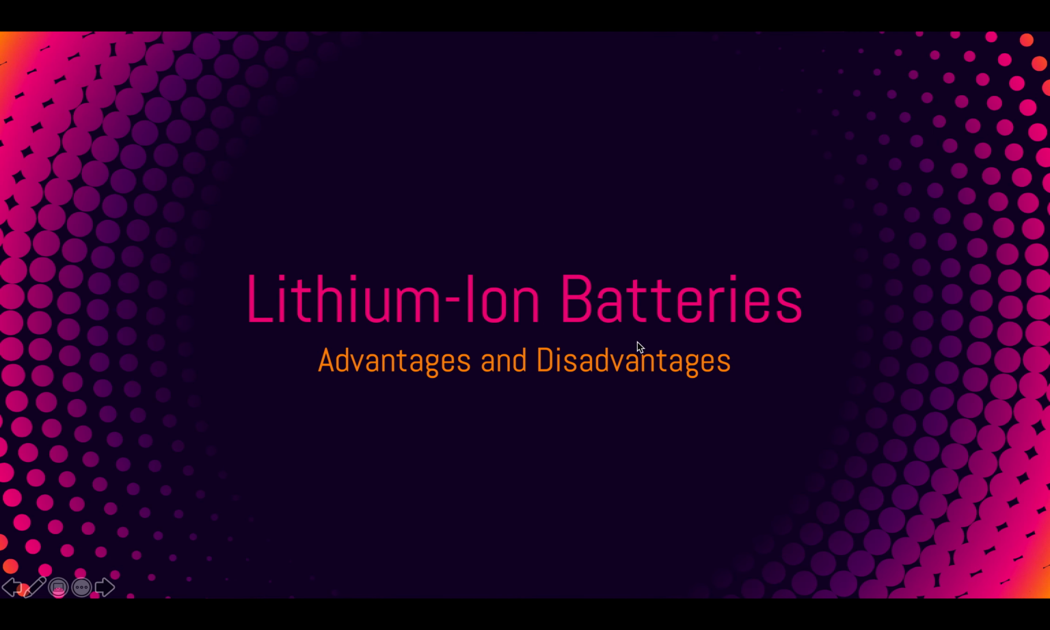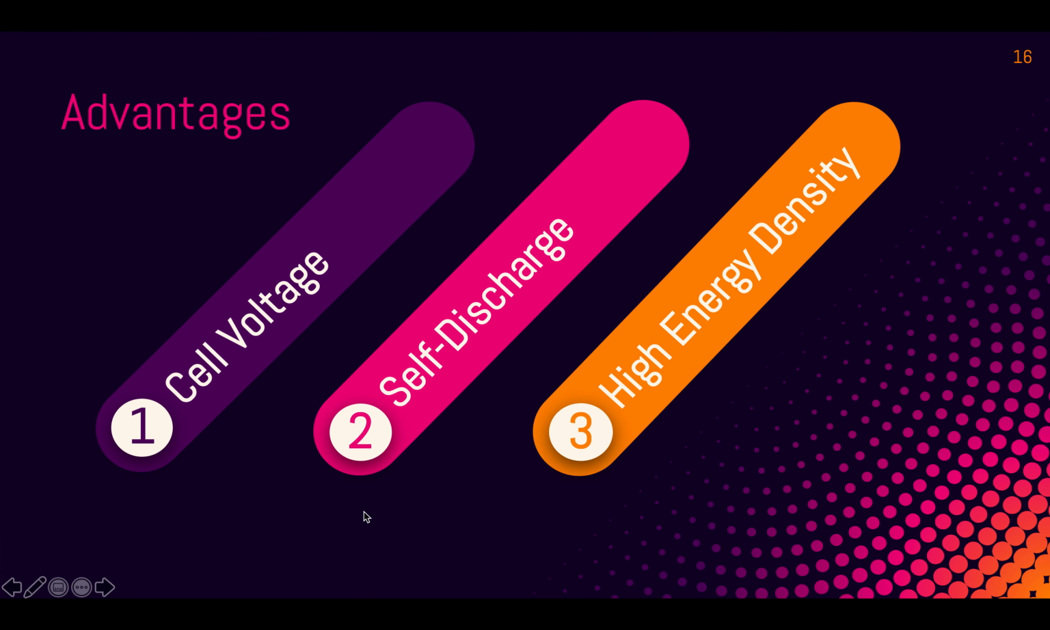So now we're going to talk about the advantages and disadvantages of lithium-ion batteries. So the first one is cell voltage. And cell voltage is the voltage produced by each lithium-ion cell. And it is around 3.6 volts, and this requires fewer cells in many battery applications. So this means only a single cell is needed for smartphones, and this simplifies power management. You're going to need a lot fewer cells, only the one, so it makes it a lot more simplified, more compact.